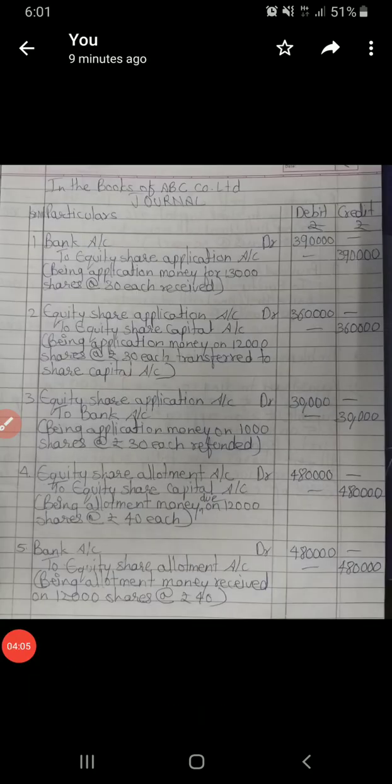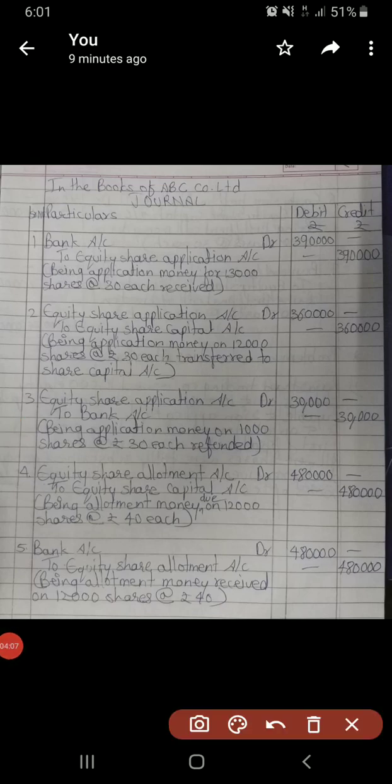The allotment money and the call money was duly received. We have received all the money on allotment and all the money on first and final call. Now this allotment and call money will be on 12,000 shares, because the 1,000 shares are already written off; their applications are rejected and we have to refund it. This explanation of the problem is okay. Now I will show you the entries. Now see the journal entries, how we are going to write.